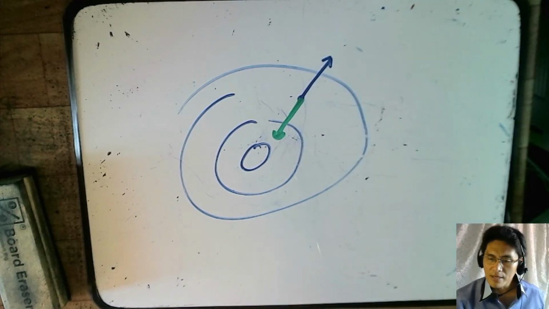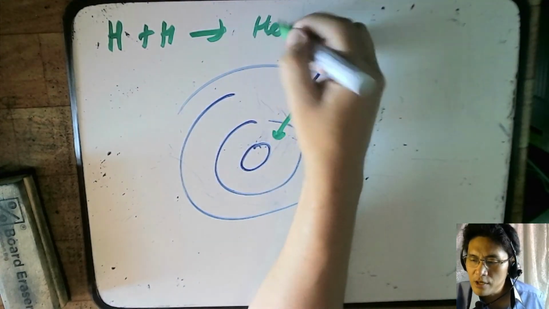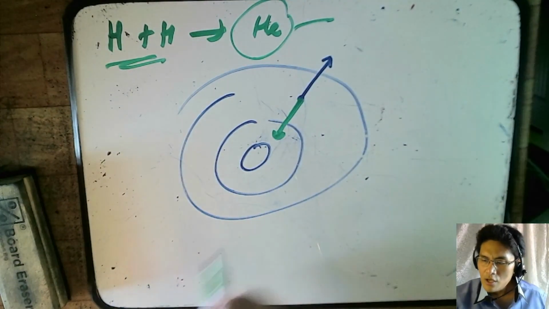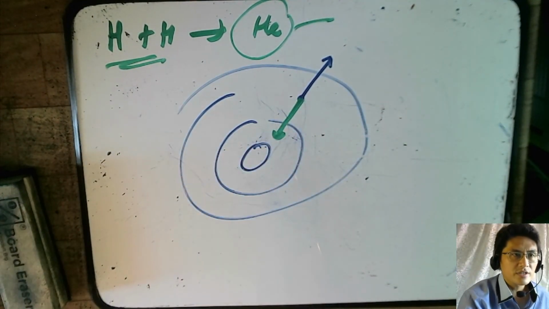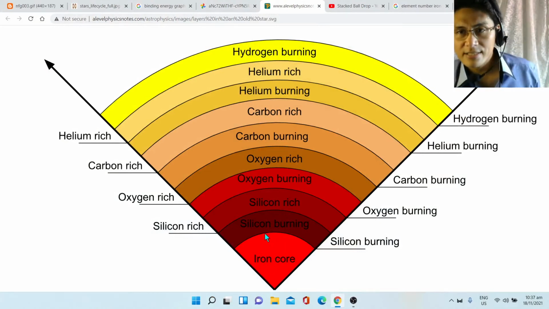The problem is when you have hydrogen and hydrogen, you form helium, and you notice this is heavier than that. So as this star matures, remember hydrogen becomes helium, becomes carbon, becomes oxygen, becomes silicon, becomes iron. And iron, remember, is heavy.